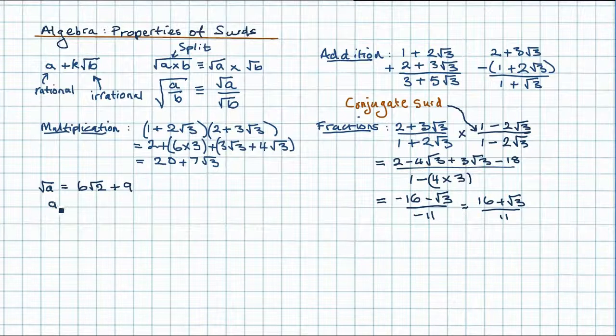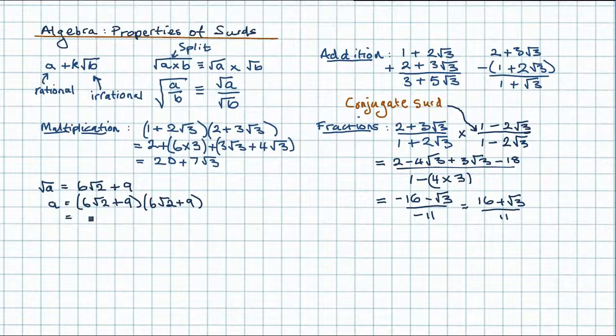Well, a must equal the square of both sides. So we've now got a. So we square this side as well, and we would end up with a very familiar multiplication technique. So we find the product of 6 root 2 plus 9 times 6 root 2 plus 9. Or we could just write the square sign above there. But let's multiply this out now, just as we did before.